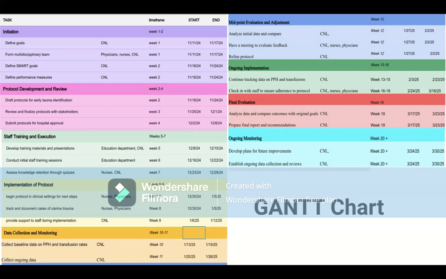Then we continue with ongoing implementation to continue tracking postpartum hemorrhage and transfusions, checking in with staff. And finally, we have the final evaluation to analyze data and compare outcomes with our original goals. And then we continue with ongoing monitoring to develop plans for future improvements.